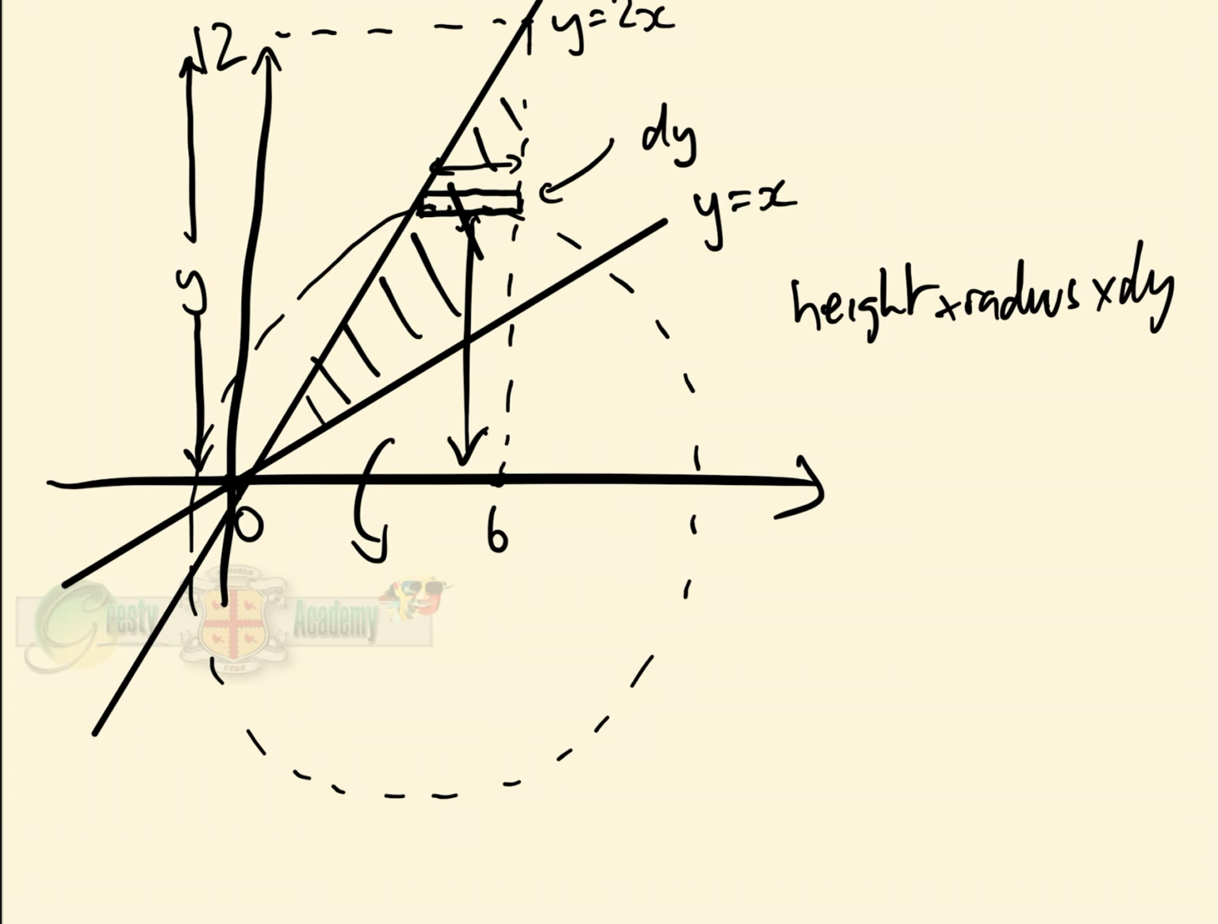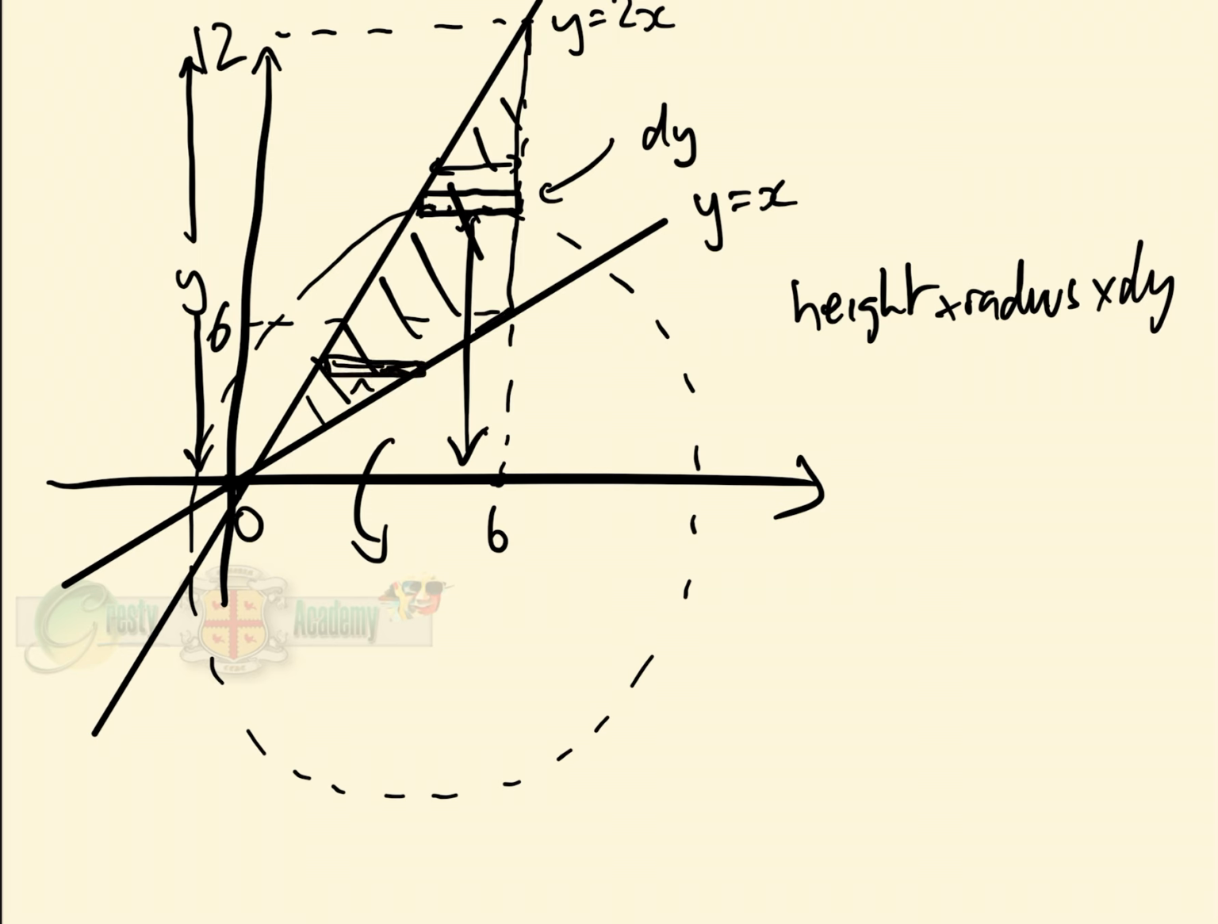Now in this particular example, we need to split because we have this line here, x equals 6, and then we have the line y equals x. So what we're going to have to do is do it as two separate integrals, and let's go. So what we're going to do is do it between here, which is between 0 and 6. Okay, so what we're going to do is take any point, any cylindrical shell here.